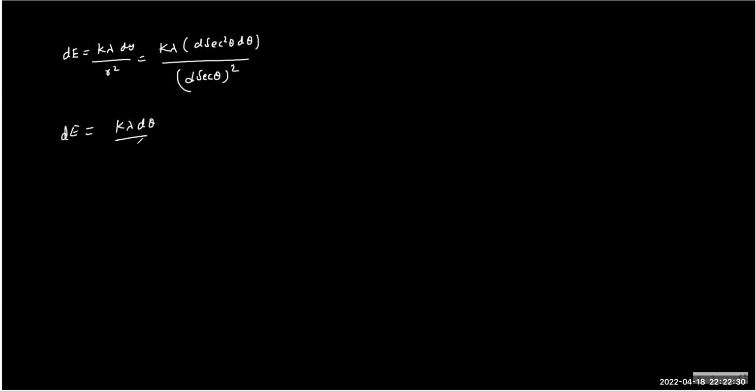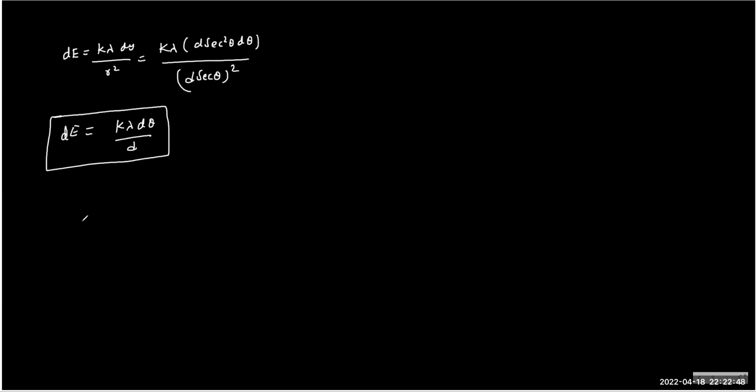And therefore, the dE becomes k lambda dy upon r square, which we can now rewrite as k lambda, and dy is d sec square theta d theta, and r square was d sec theta whole square. And if you simplify this, it's a very simple formula. It's k lambda into d theta by d. Correct? So you can see this is a simple answer. Yes, sir. k lambda d theta by d. That's something very simple in terms of appearance.